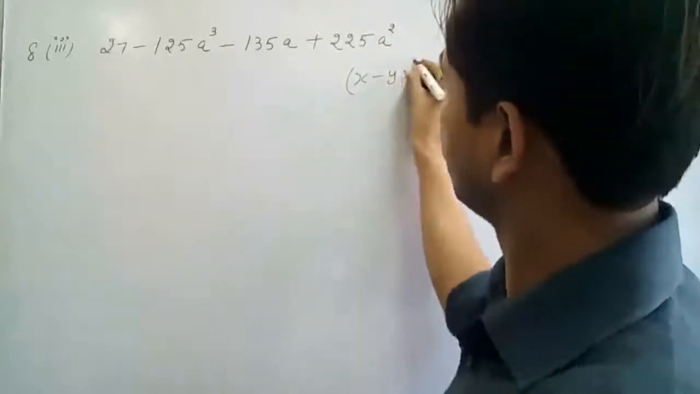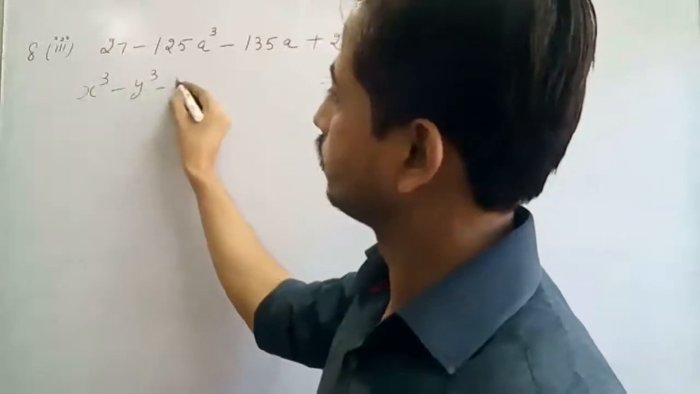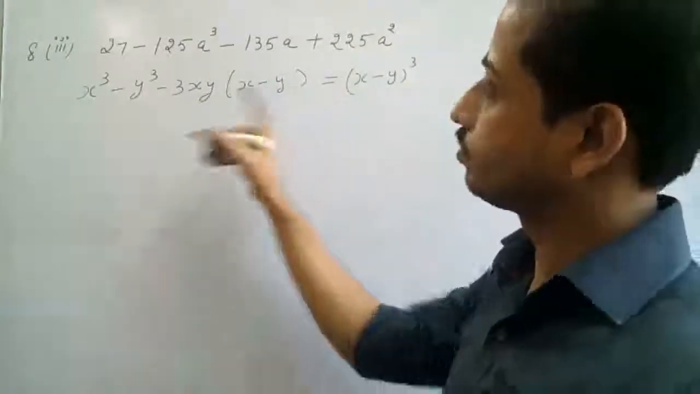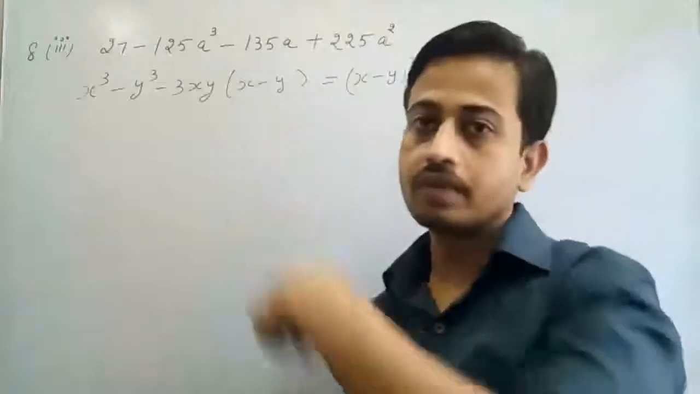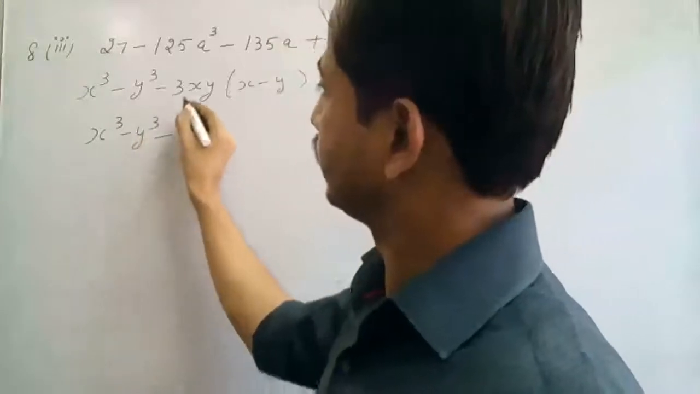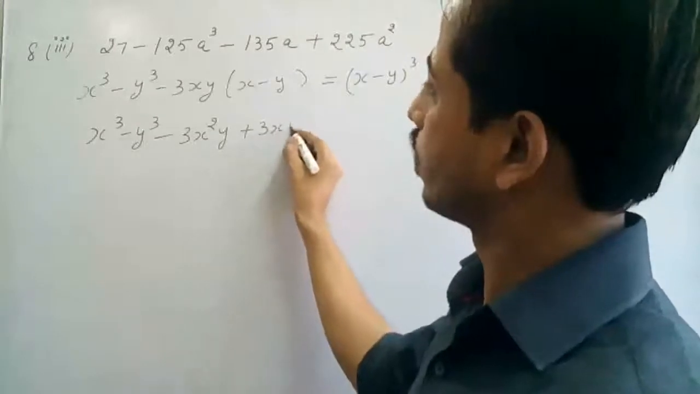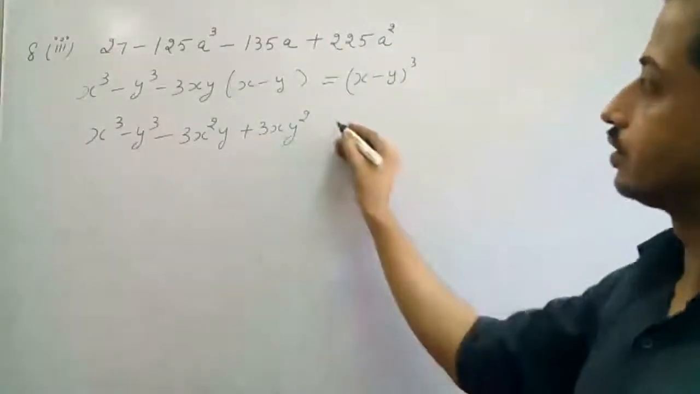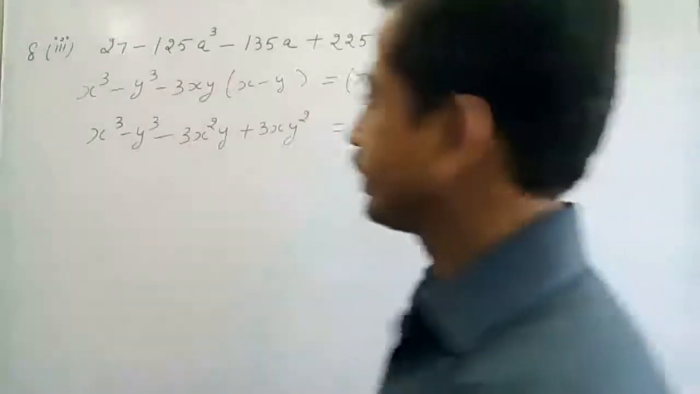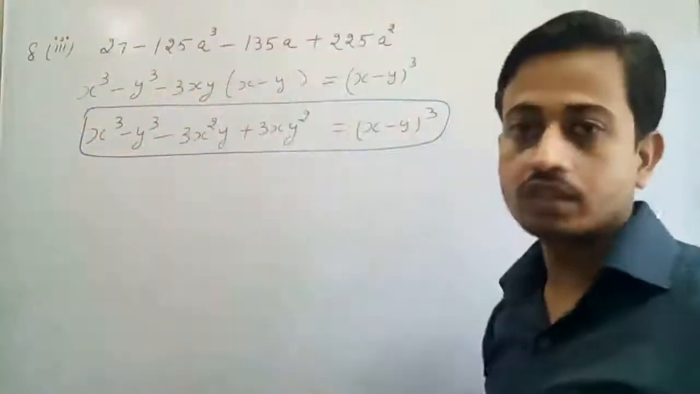X minus y whole cube is what? X cube minus y cube minus 3 into xy and x minus y. We have to open the bracket to get the comparison form. So we get x cube minus y cube minus 3 into x square y, plus 3 into x y square. This is equal to x minus y whole cube. This is the identity. We have to use this format. Now what's the question to compare?